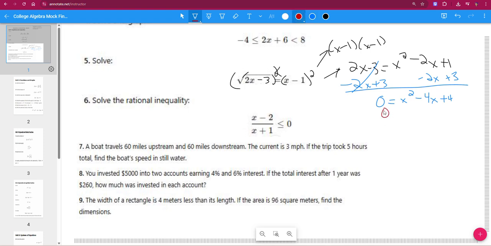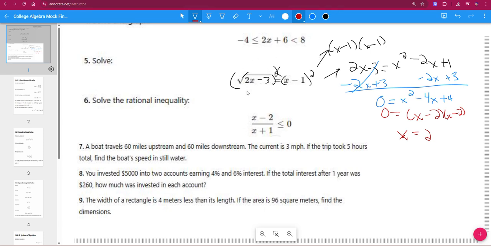Factor that out. What adds to the middle multiplies at the end. That's minus 2 and minus 2. So this gives me x equals 2. Parentheses are liars. Set them equal: x minus 2 equals 0 and solve.